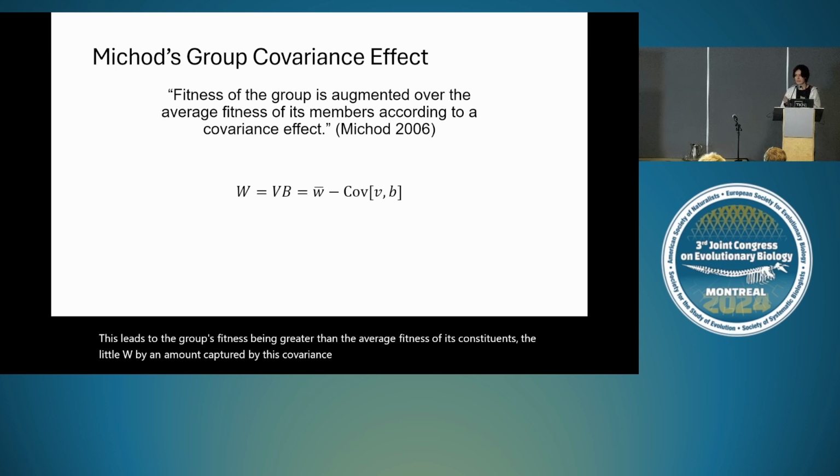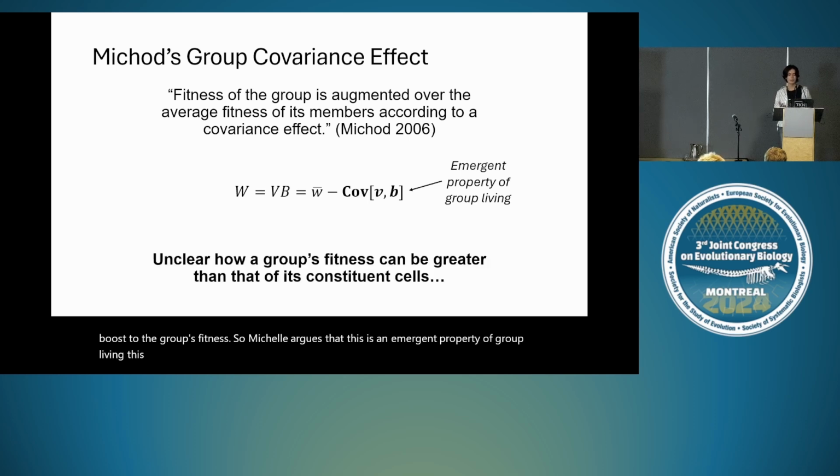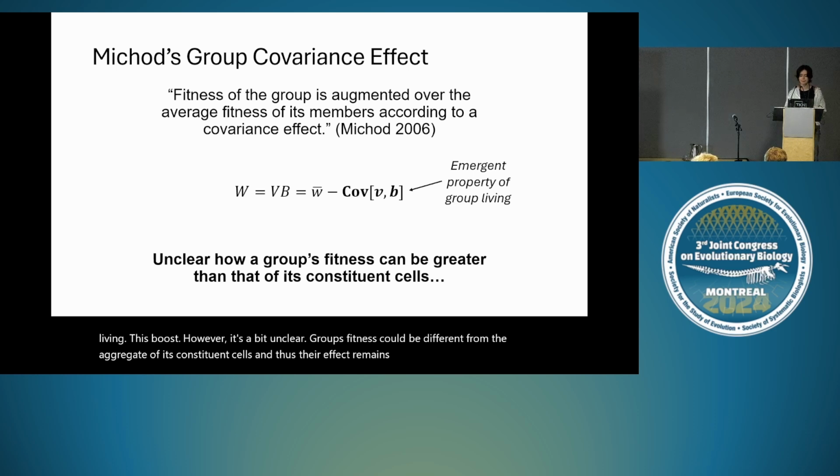And as there is a life history trade-off between viability and fecundity, the covariance term will be negative and thus represents a boost to the group's fitness. So Michod argues that this boost is an emergent property of group living. However, it's a bit unclear how a group's fitness could be different from the aggregate of its constituent cells, and thus the effect remains conceptually obscure.